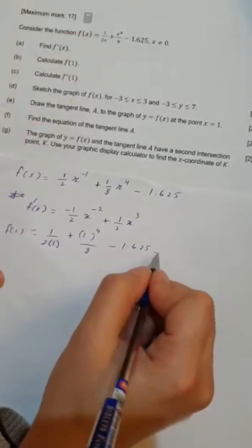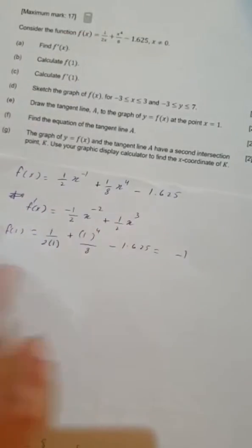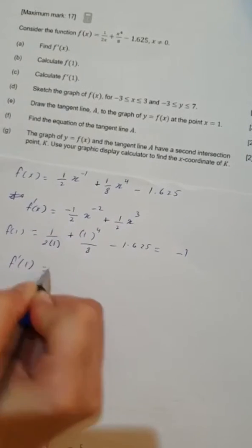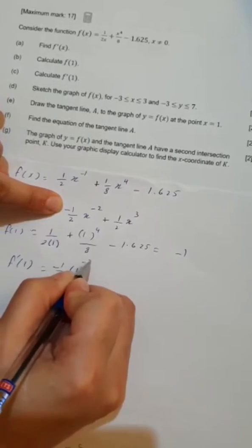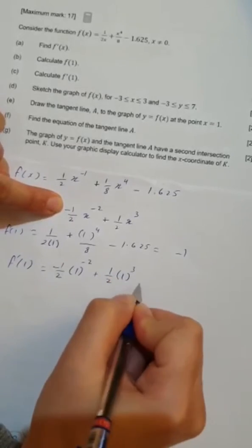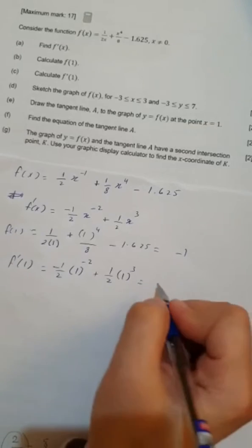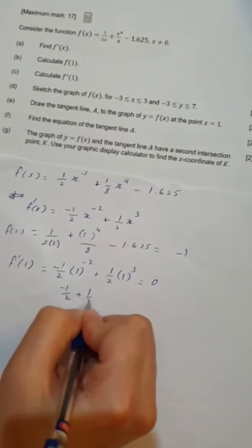And if you solve this one, you can get it also using the calculator. You're going to get the final answer equal to negative 1. And in part C, they want f prime of 1, so I'm going to replace x with 1 in this function. So it becomes negative half multiplied by 1 to the power of negative 2 plus half multiplied by 1 to the power of 3. And when you simplify all of this, you're also going to get the final answer equal to 0, because it's negative half and half, which is equal to 0.